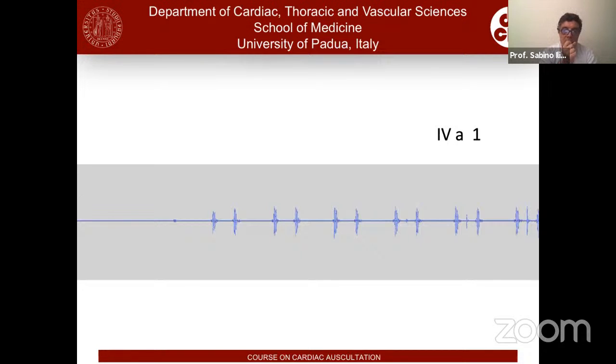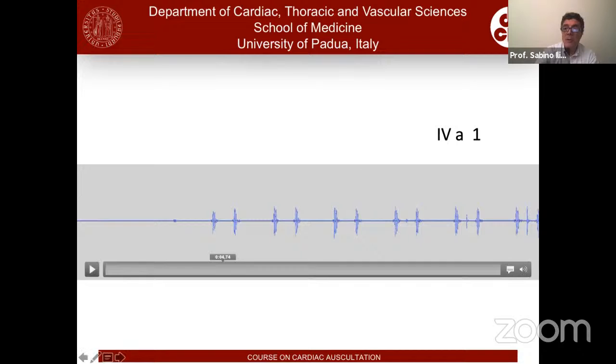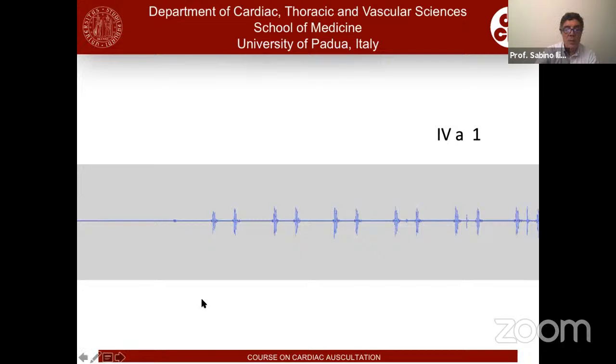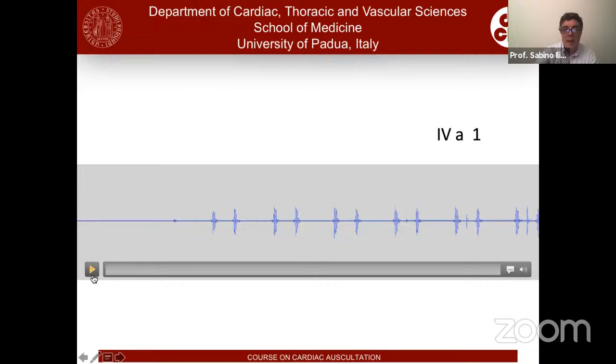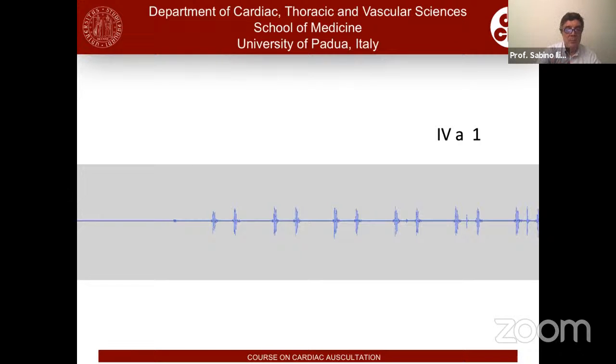If the click is identified, the possibility of the presence of mitral valve prolapse is extremely high. Today, I have no time to explain why the click is the expression of the most severe mitral valve prolapse from the arrhythmic point of view. But I hope that one day we shall have this opportunity. So let's start now with the auscultation, and we shall listen to a click appearing after 3 beats. Please put your earphones on and be concentrated.